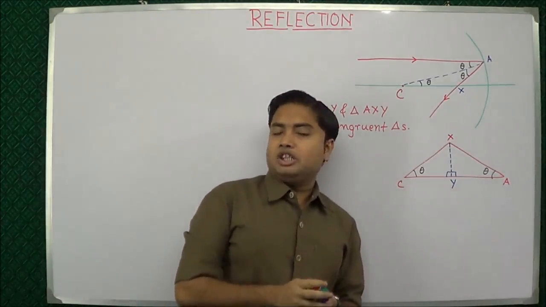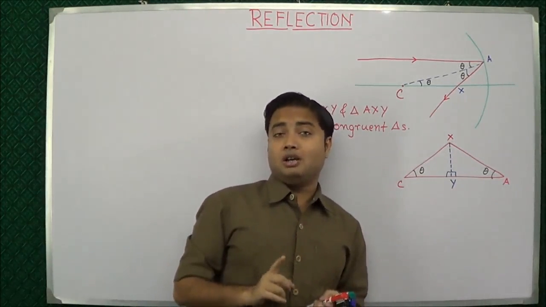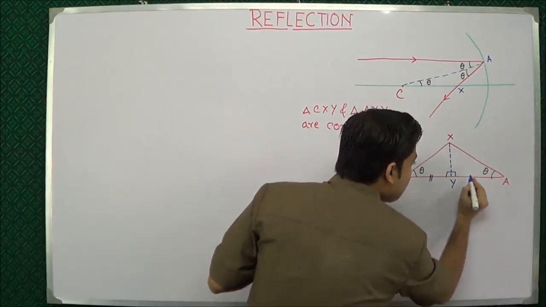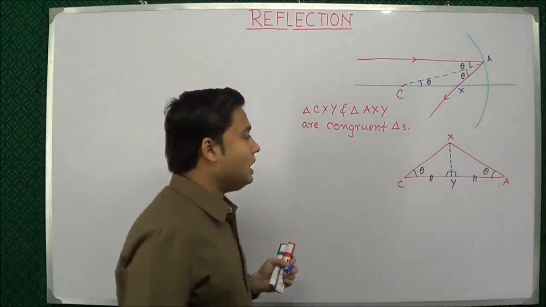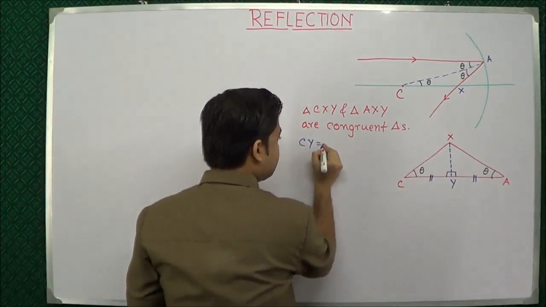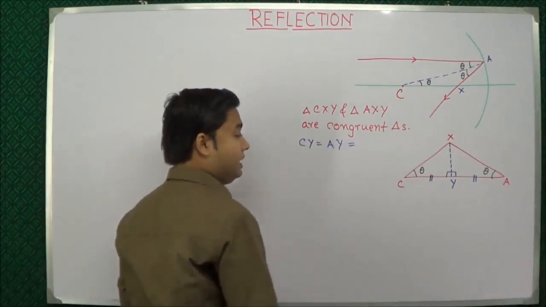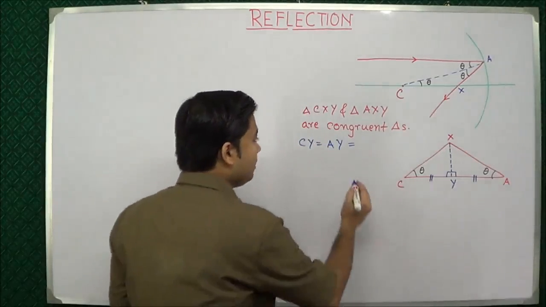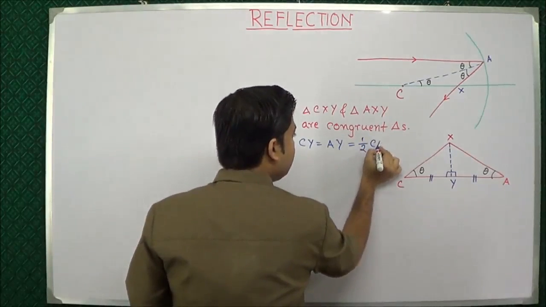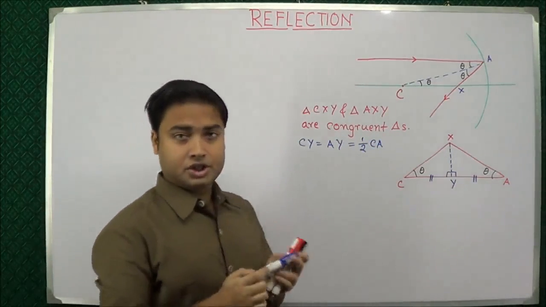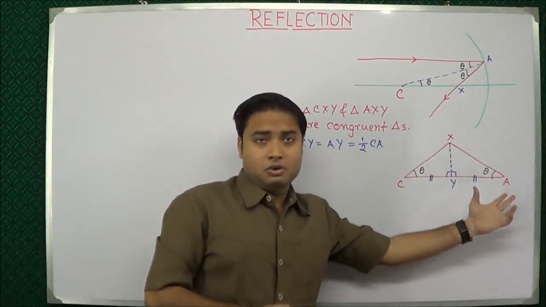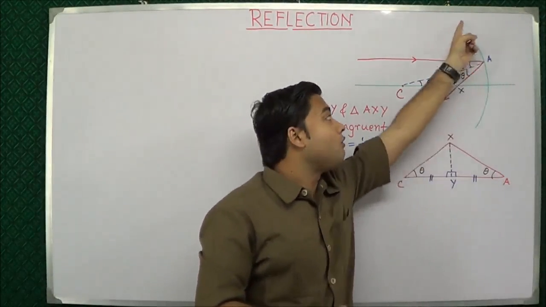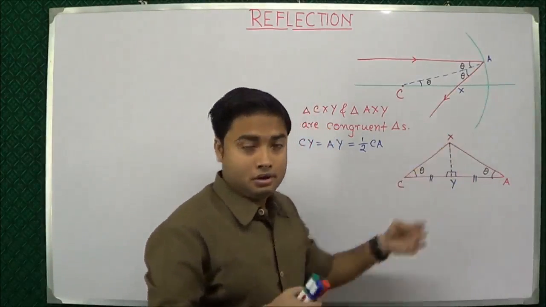Now, if they are congruent triangles, obviously we can deduce another important fact: that CY is equal to AY. If they are both equal, then each would be half of CA. It may be noted that the CA in this particular triangle is equal to the CA which is the radius of this spherical concave mirror, right?